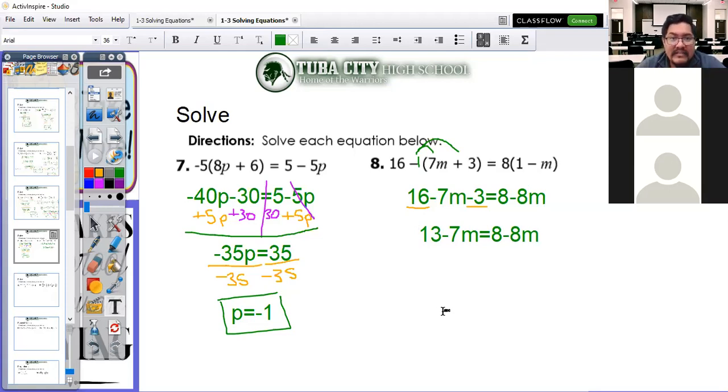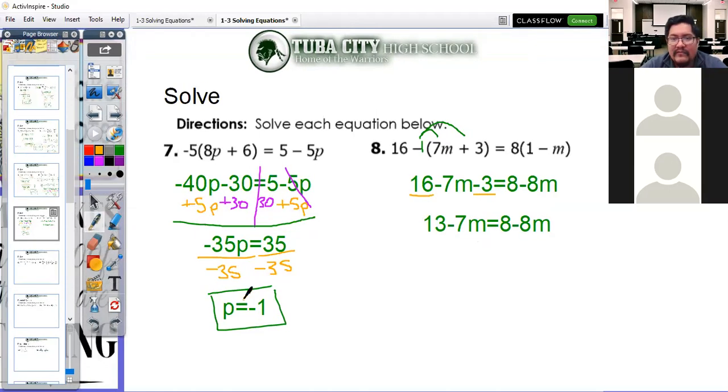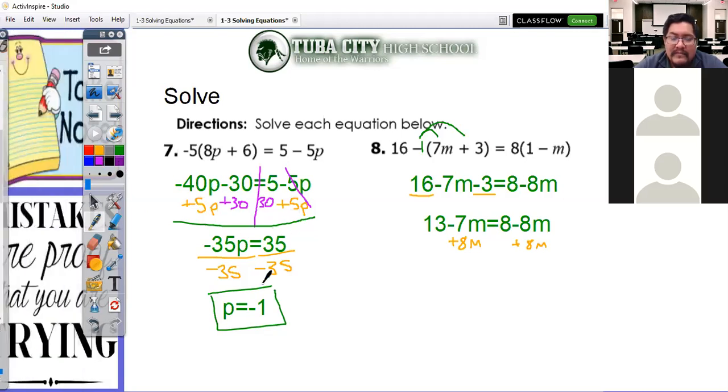Now I can start moving things to one side. So I'm going to pick a side for the m to go on. And again, at some point, it's always got to be on the left. Always on the left at some point. So I'm going to move it to the left. And in fact, this works out pretty well, because if I move it to the left, it stays positive.